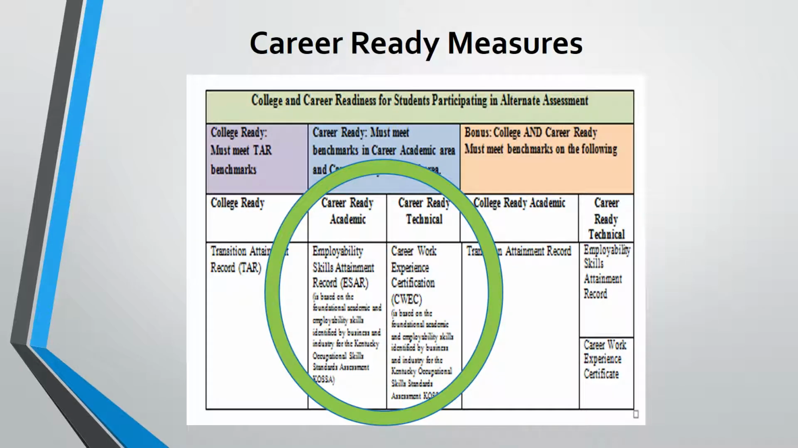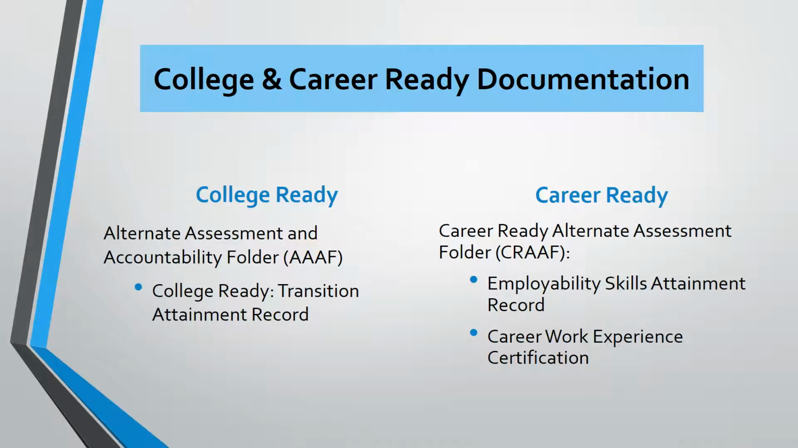Previous modules provided information about the Employability Skills Attainment Record and the Career Work Experience certification process. The next group of slides will discuss where and how to keep the needed documentation for these measures. Teachers of students with moderate and severe disabilities are familiar with the Alternate Assessment and Accountability folder, also referred to as the AAAF. The folder has been a requirement of the Alternate Assessment Program for several years.